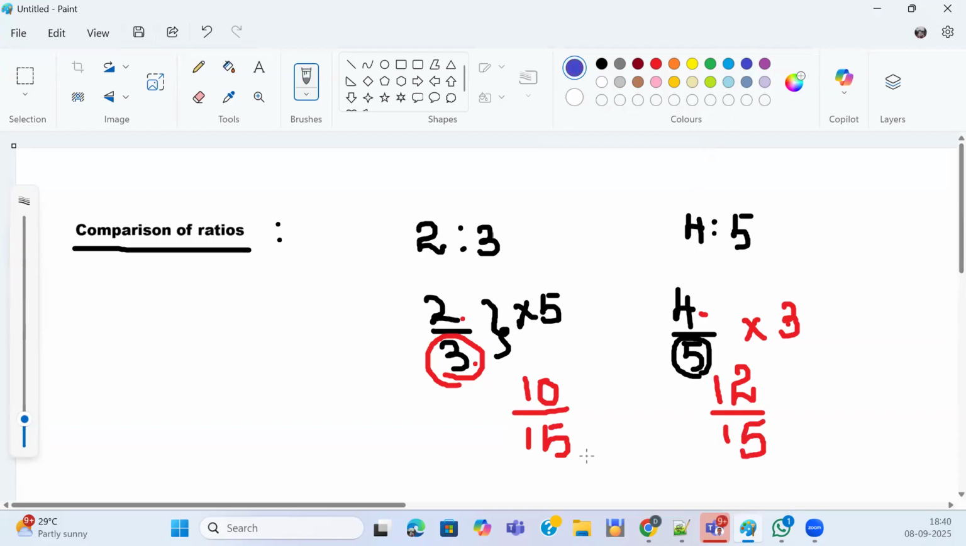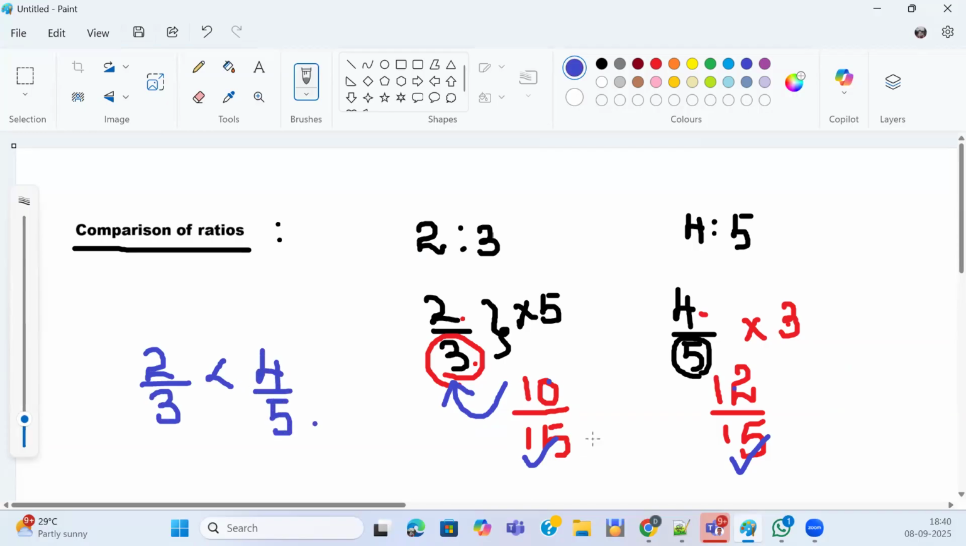Now look into the board. The denominators are same, right? Then you can compare 10 and 12. I can say 10 is smaller than 12, isn't it? 10 is smaller than 12. So 10 is part of which fraction? 2 by 3. So we can say that 2 by 3 is less than 4 by 5.